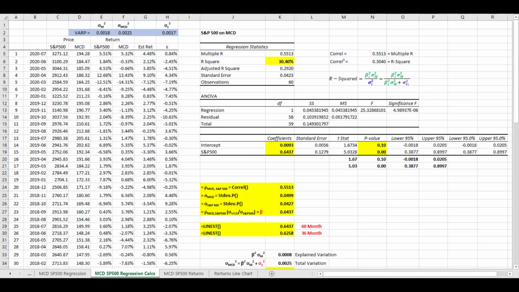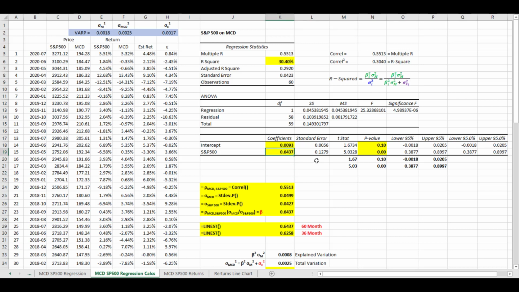The next thing we need to talk about are the coefficient estimates, the standard errors, t-stats, and p-values. And remember, these are calculated by the regression output function. We just need to figure out how to interpret them, and we'll look at a little bit on how to calculate them.